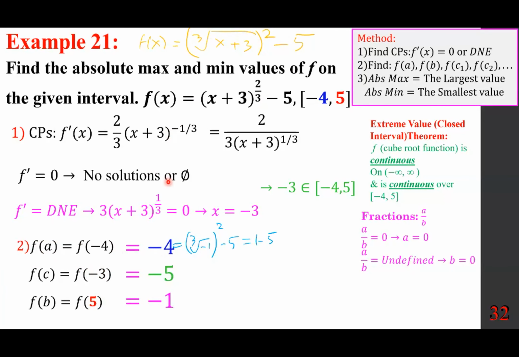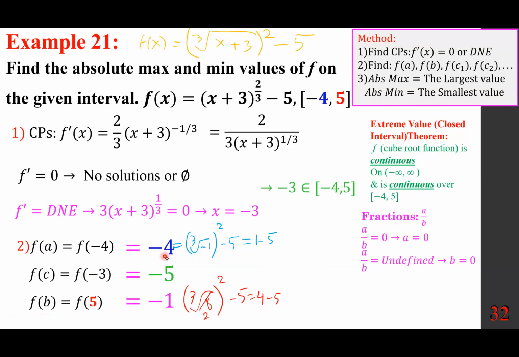If I put 5, 5 and 3 is 8. So let me show you 5. If I put 5, 5 and 3 is 8. Cube root of 8, 2. Square is 4. Minus 5 is -1. So it's very easy, everybody.